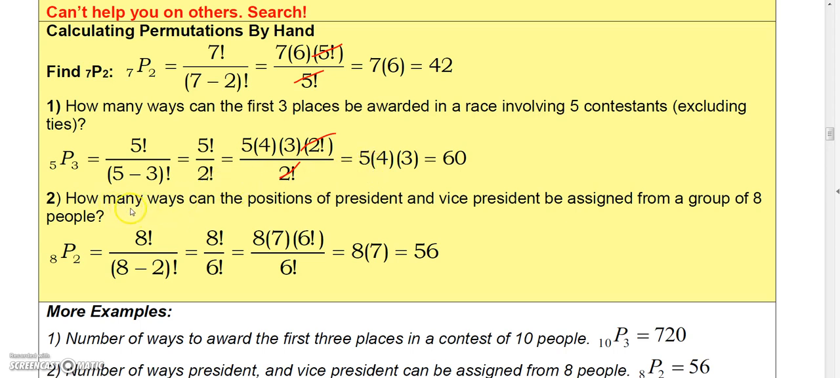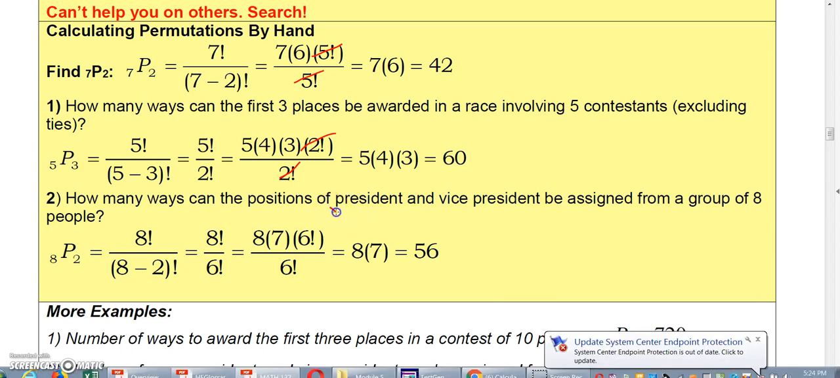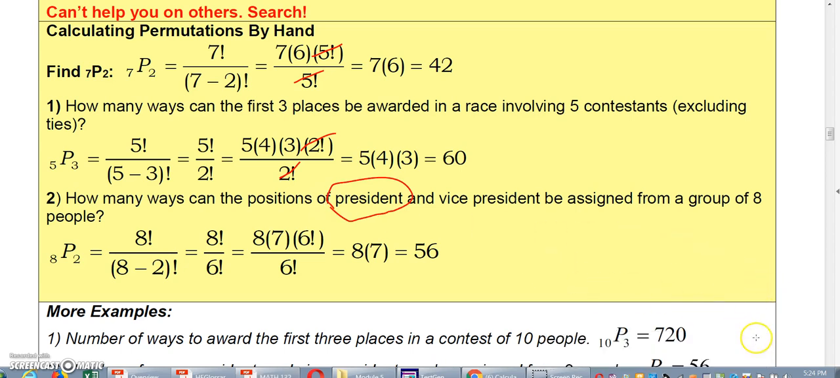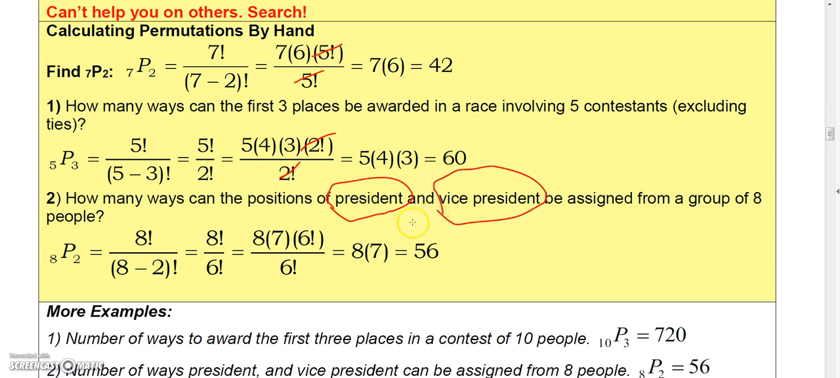And then this next one says, how many ways can the positions of president and vice president be assigned from a group of 8 people? Well, the reason that order matters here is because we're assigning these 2 people to positions. So when we assign them to positions, if I chose 2 people, let's say I chose Jane and Sarah, well, I could assign Jane president and Sarah vice president, or I could assign Sarah president and Jane vice president.